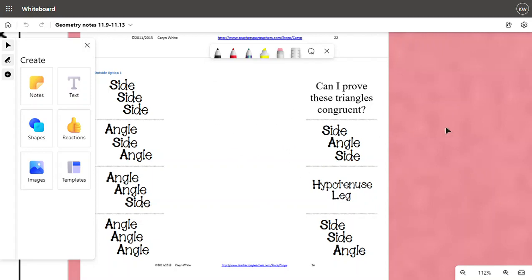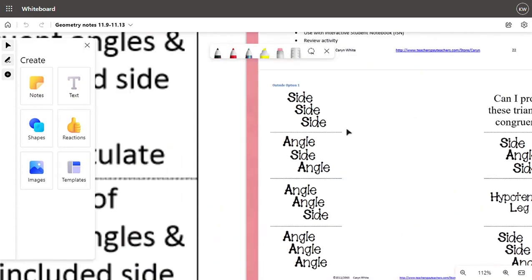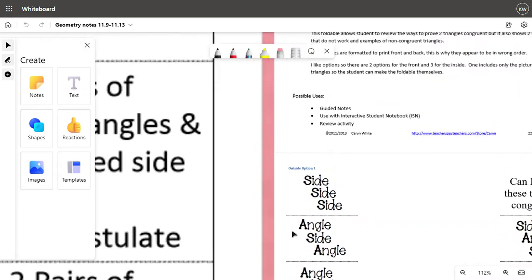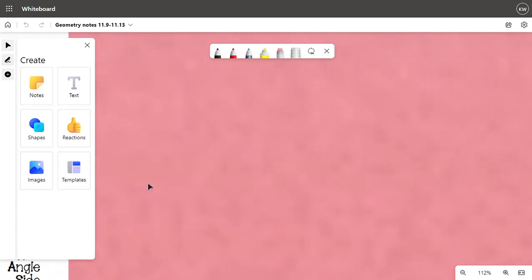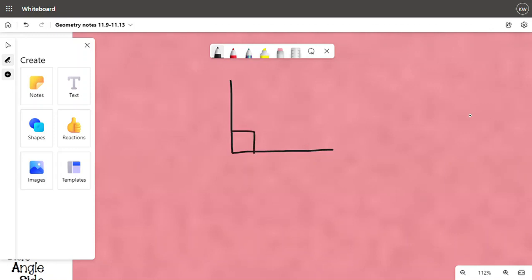So first thing is, can I prove that these triangles are congruent? If you remember, congruent is essentially saying that two things are the same. So if I have a right angle here and another right angle over here, these two are congruent to each other. Congruent means that they're the same type of shape, the same measurement, they're the same all around.